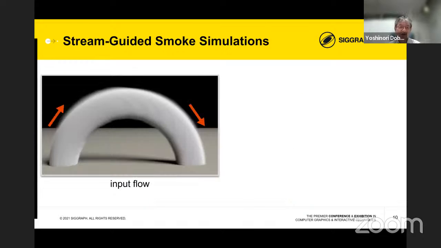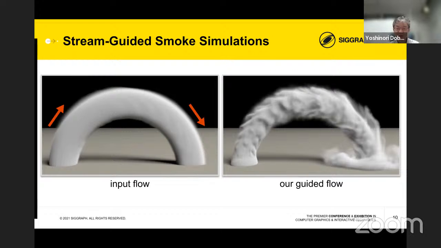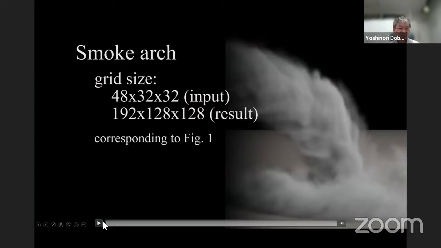This is an example of such non-physical input. In this case, we do not use a fluid simulation to prepare the input low-resolution velocity field. Instead, we manually create a very simple velocity field like this one to make the smoke form the arch shape as shown here. The previous method does not work well for this type of non-physical input, but our method can produce convincing results. So let me show you some comparison.